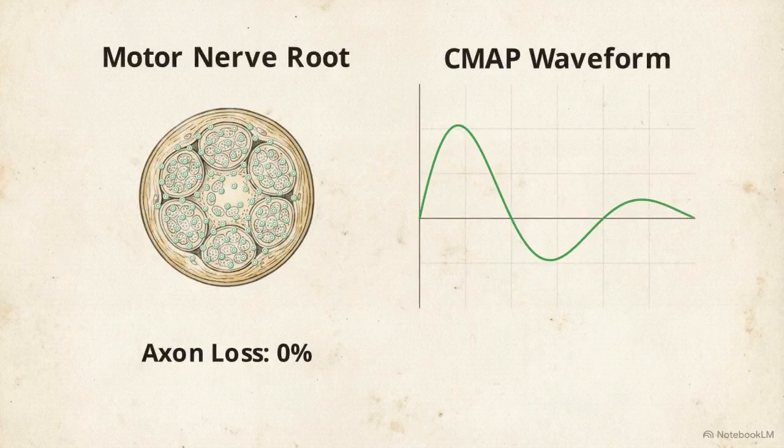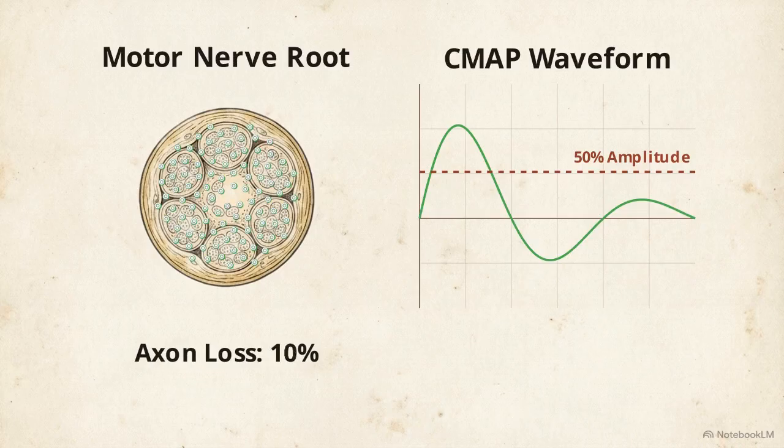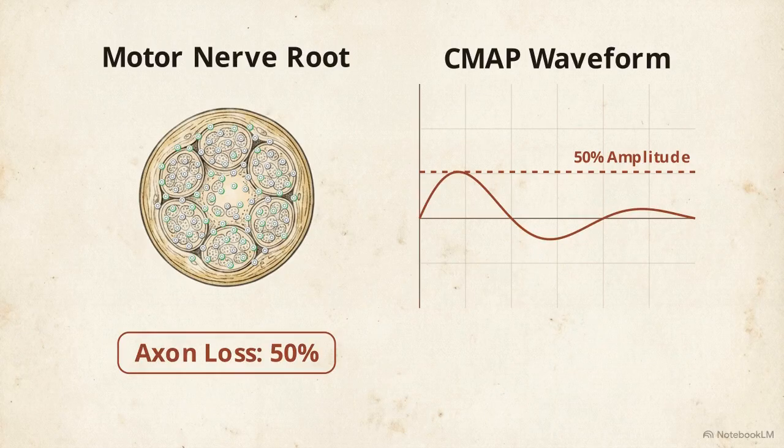This animation shows why motor studies miss partial damage. To record a reliably abnormal drop in amplitude on a compound muscle action potential, or CMAP, at least 50% of motor axons must be lost. Anything less generates a completely normal waveform.